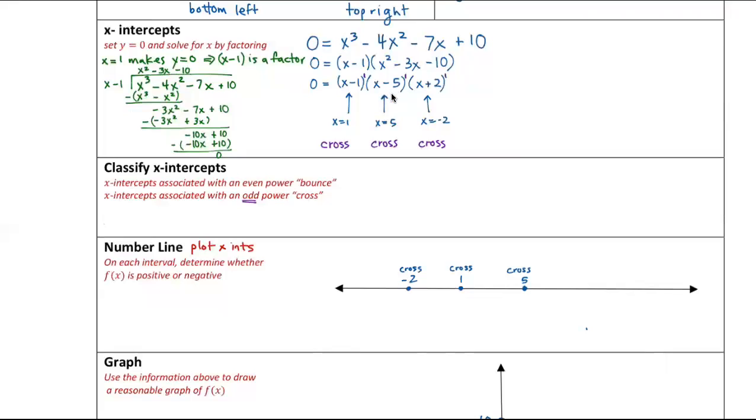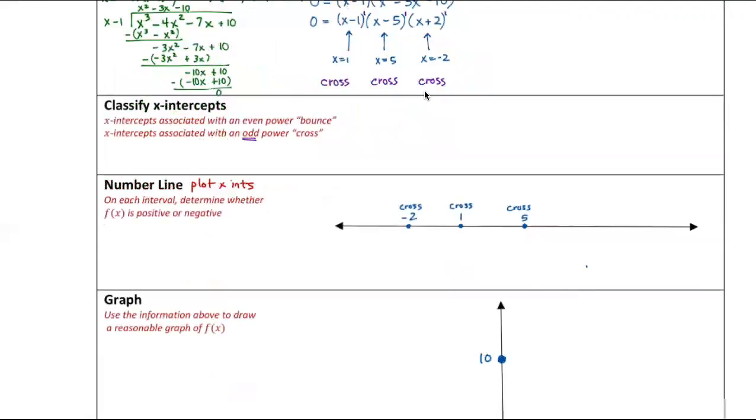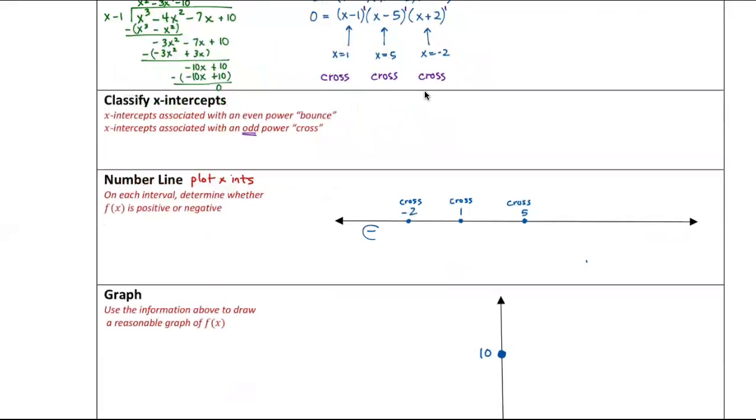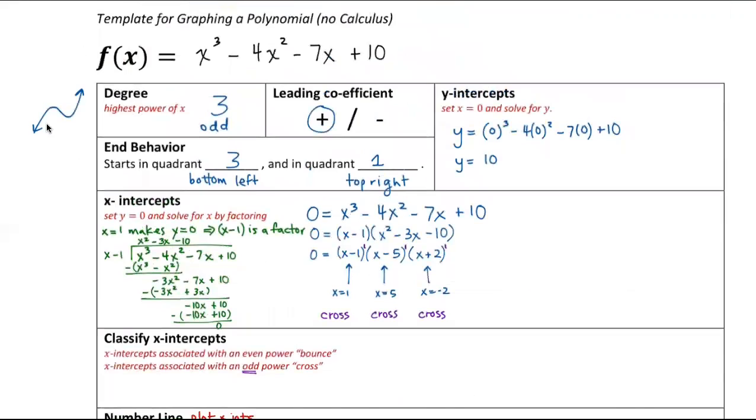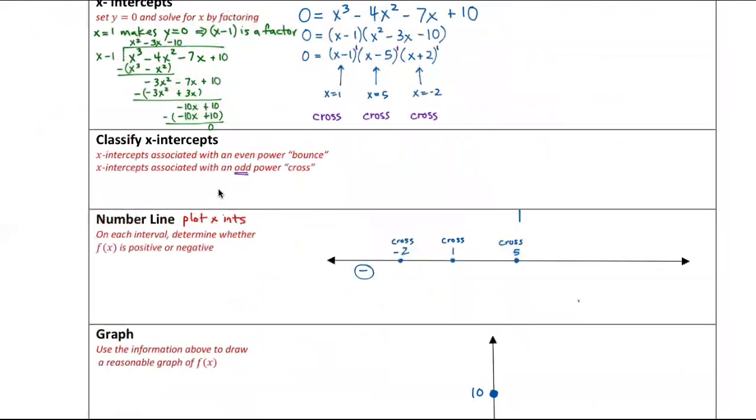Minus 3 minus 5, negative; minus 3 plus 2, negative. So I've got negative times a negative times a negative, which leaves me overall with a negative, which means our function is going to be below the x-axis in this interval. And let's just go up and see. That sort of makes sense here based on this, right? It says it was supposed to start in quadrant 3 in the bottom left. So it sort of makes sense here that it would be negative in this interval.